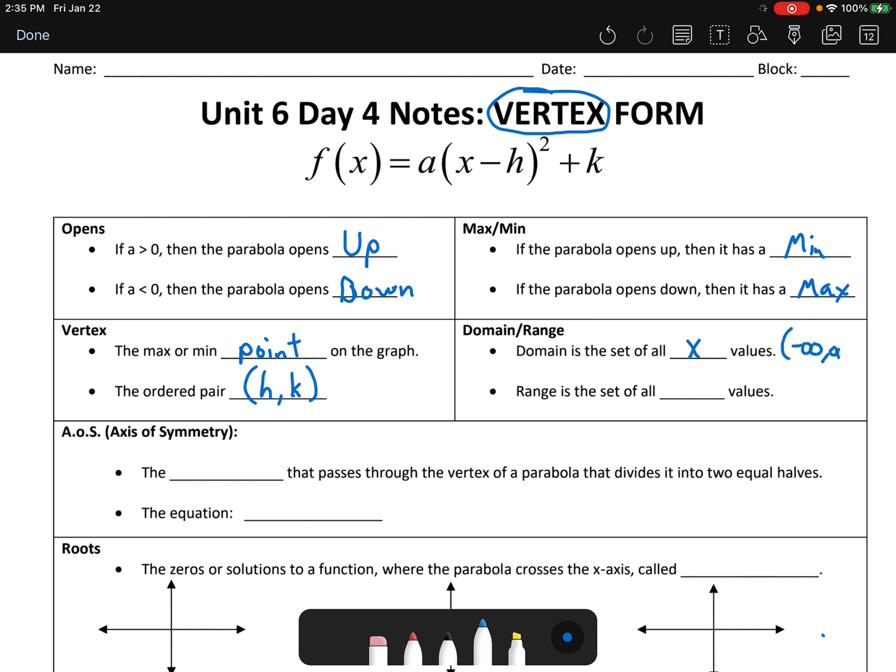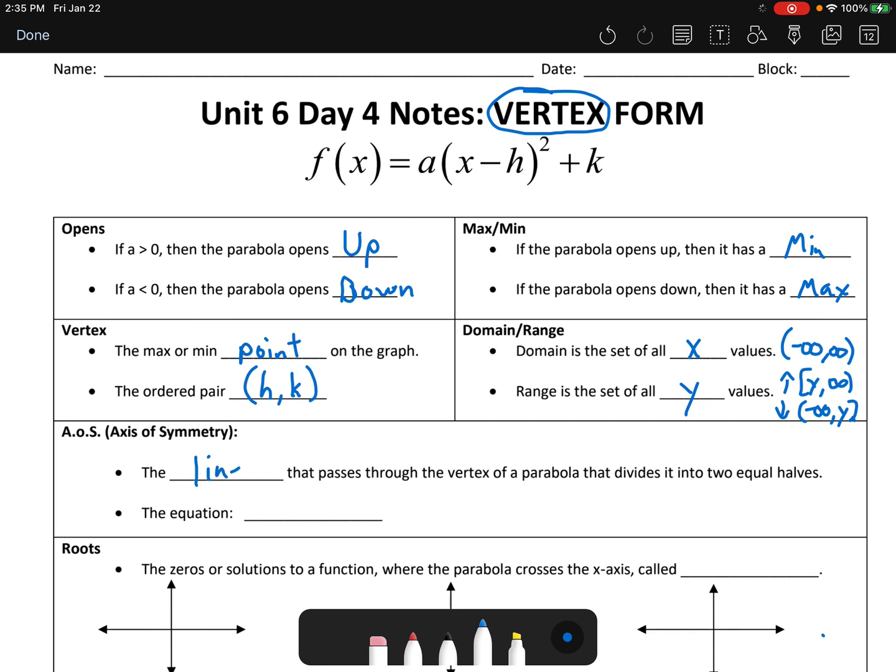Remember, the domain is the set of all x values, negative infinity to infinity. The range is the set of all y's. If it's up, then it's bracket y to infinity. If it's down, it's negative infinity up to y, bracket.